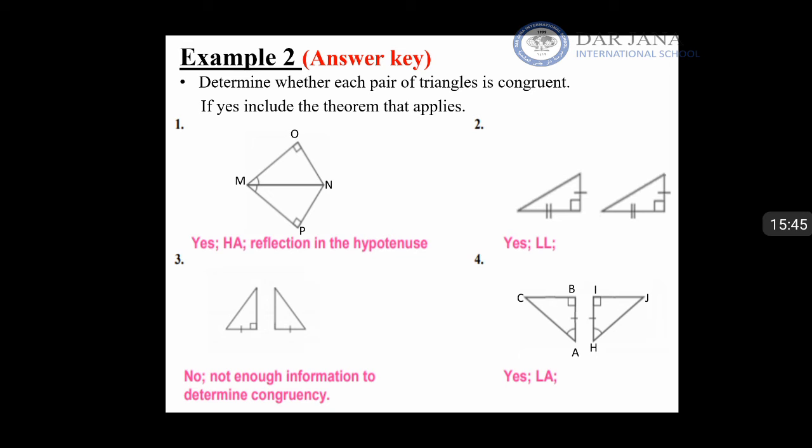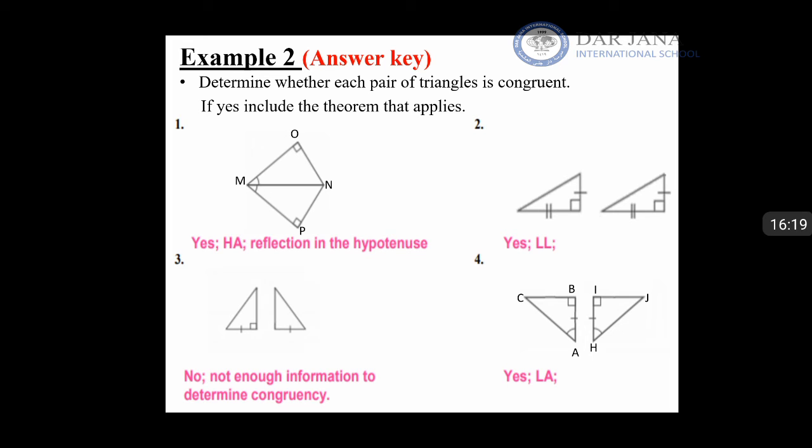We have the short leg in the first right triangle congruent to the corresponding short leg in the second right triangle, and we have the long leg congruent to its corresponding long leg in the second right triangle. So technically we have two legs in the first right triangle that are congruent to their corresponding legs in the second right triangle. So those two triangles are congruent using the leg-leg congruence theorem. So let's move to exercise number 3.